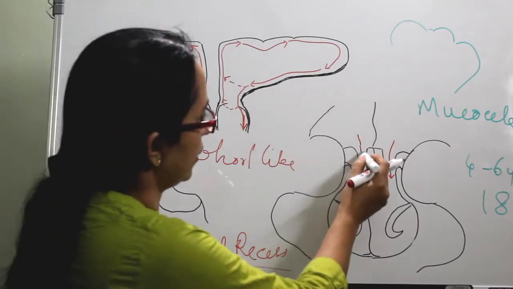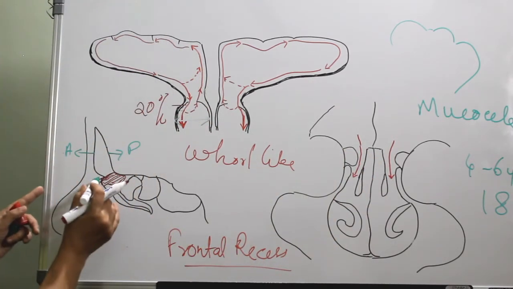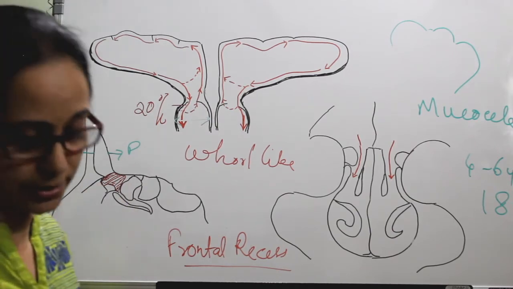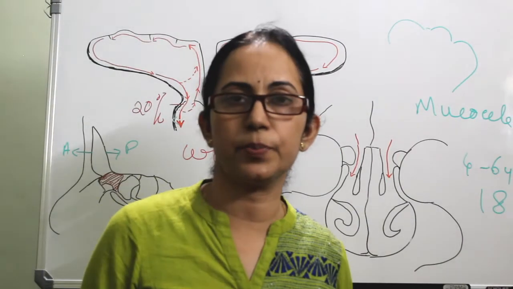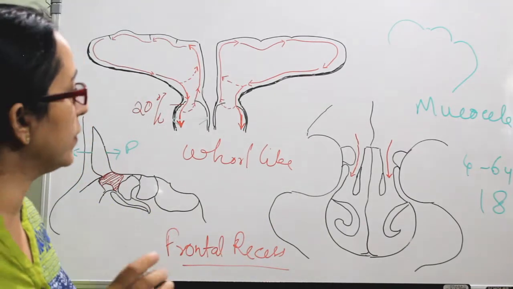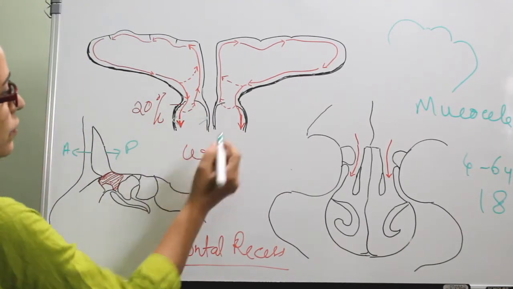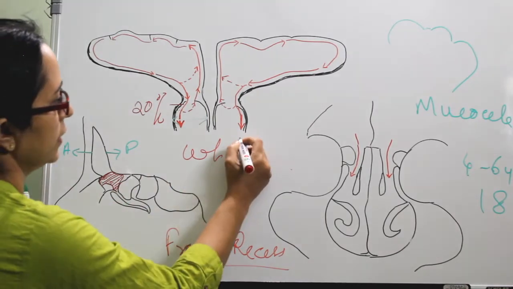Here this is the frontal recess, and here I have marked it in red color, that is the frontal recess area. The frontal sinus drainage pathway is like that of an hourglass. Okay, this area, this part. What is that like? Hourglass.